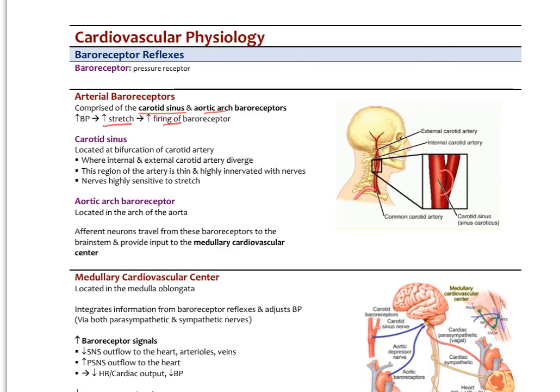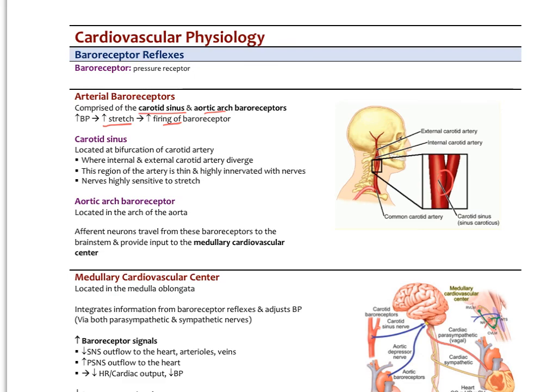And those sensory nerves will go back to the brainstem, and there's an integrating center in the brainstem, which will take that information and integrate it with the autonomic information. So again, the carotid sinus is located at the bifurcation of the carotid artery. This is very highly innervated with different nerves, and they're very highly sensitive to stretch.